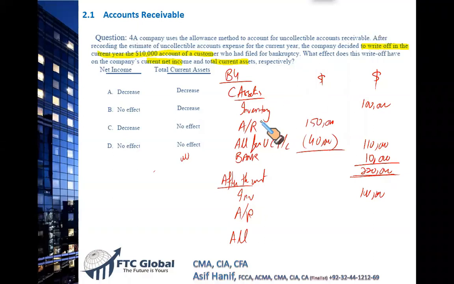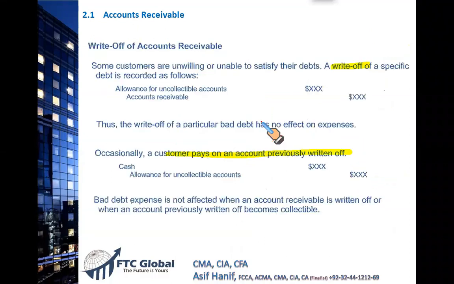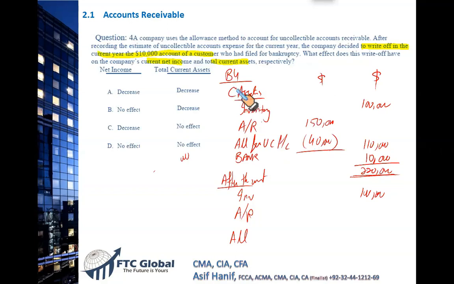Okay, now let's bring in a situation where a customer who was written off pays you back. The customer whose account was written off comes and pays you back $10,000. So you're going to debit your cash or bank, and you're going to credit your allowance. That's the entry we discussed a little while ago. So let's say this is the situation before the customer pays you. Inventory, we have 100,000, account receivable 150, allowance 40, and bank 10, so total 220.